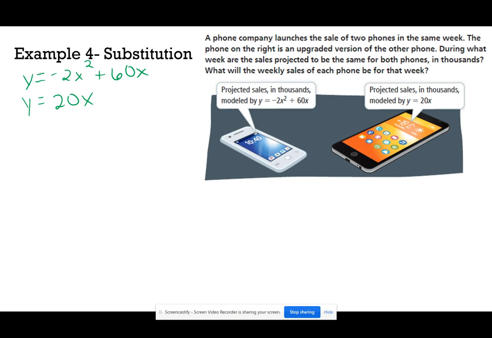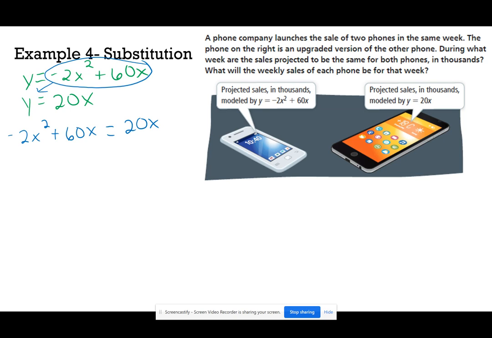Since they both say y equals, I'm going to set the first one equal to the second one. So I'm going to take that -2x squared plus 60 and put it in place of the y in the second one. So we would have -2x squared plus 60x equals 20x. See how there's no more y's now. I just took the 2 pieces and set them equal to each other. It kind of looks like the second example that we did for graphing when you had 2 pieces equal to each other. And now we're going to solve for x.